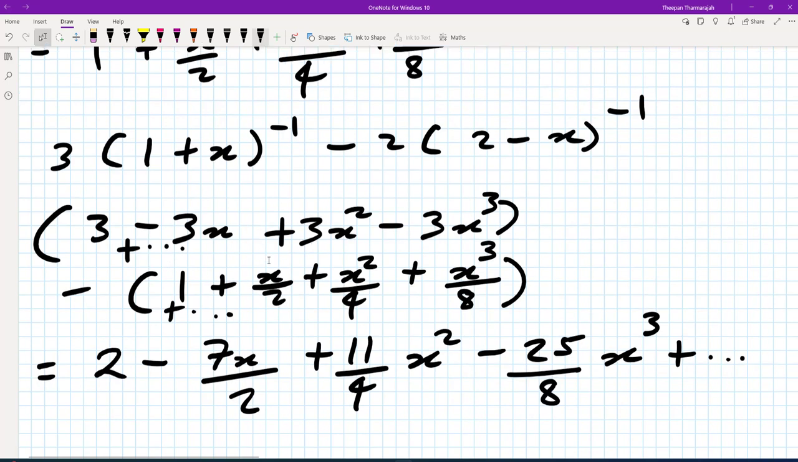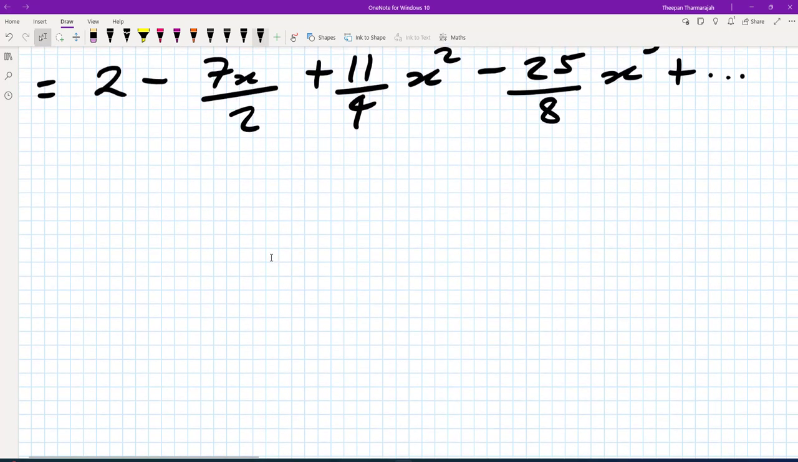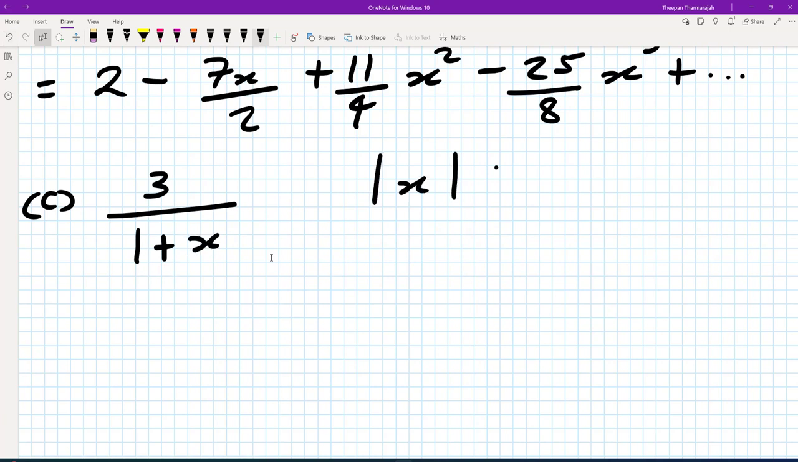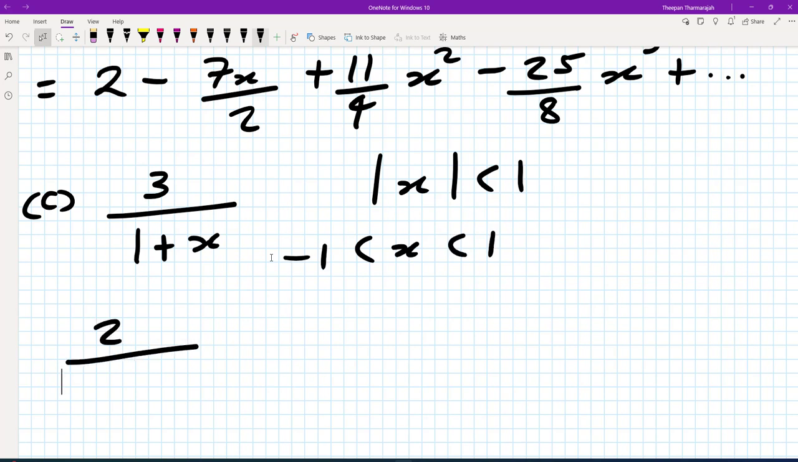So if the question stated find which the series expansion is valid for, what we would do is say, well, 3 over 1 plus x, that's valid if mod x is less than 1, or in other words, x is greater than minus 1 but less than 1. But 2 over 2 minus x, don't forget we've already simplified that down.